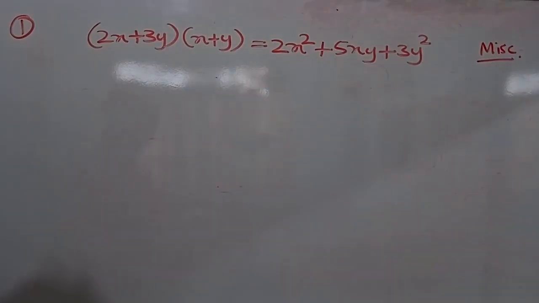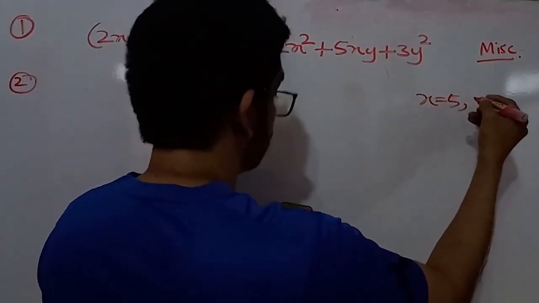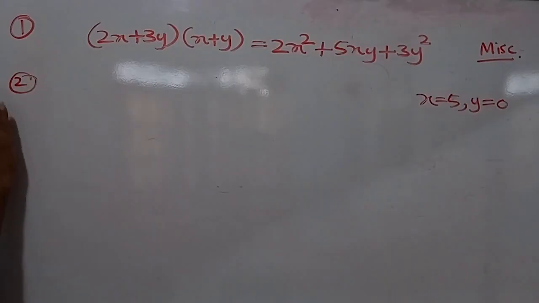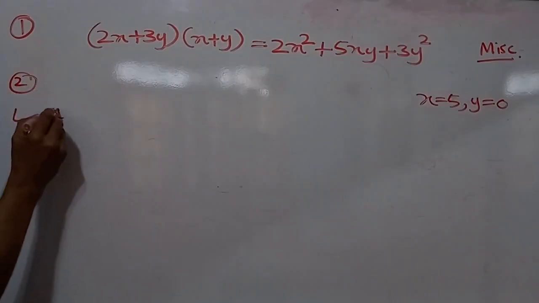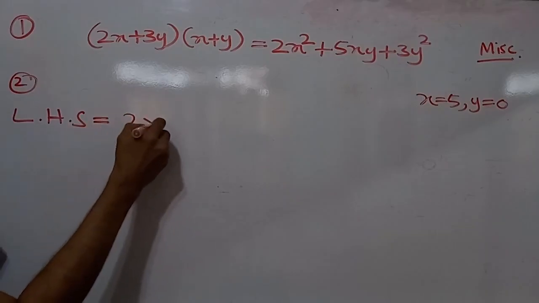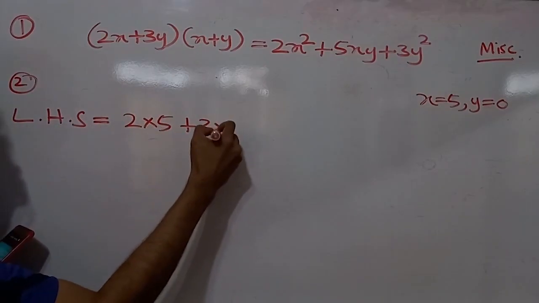Values are different. So this will be part 2. In part 2 the values are different. Here x is 5, y is a fraction. Alright, so let's take the left hand side. What is it? 2 into x is what? 5 plus 3 times 0.